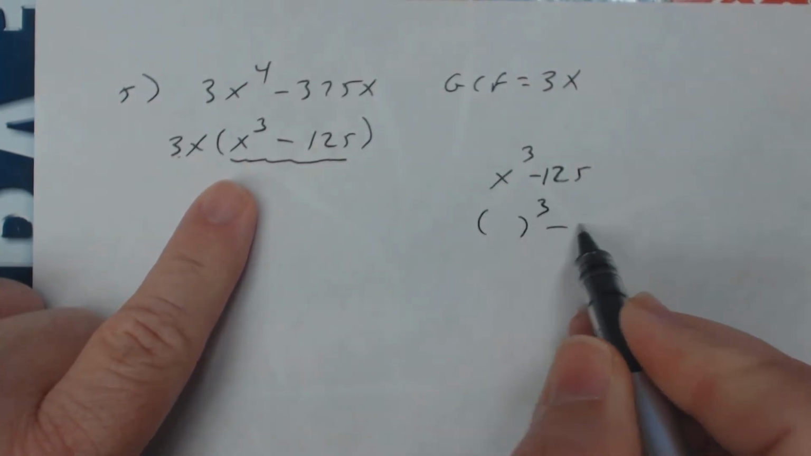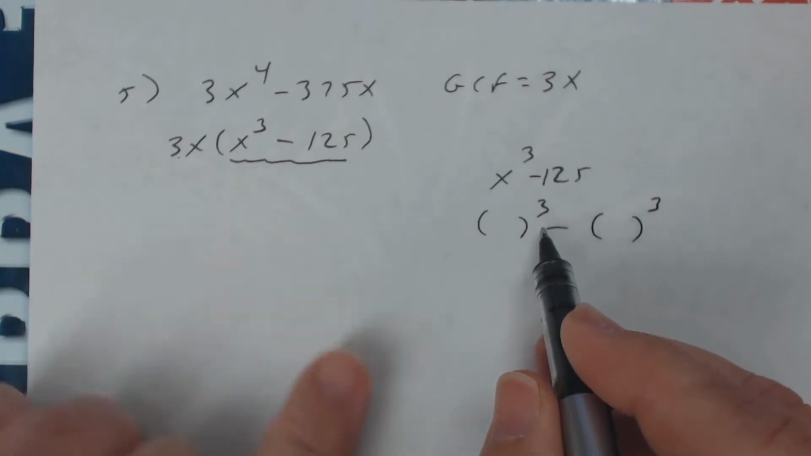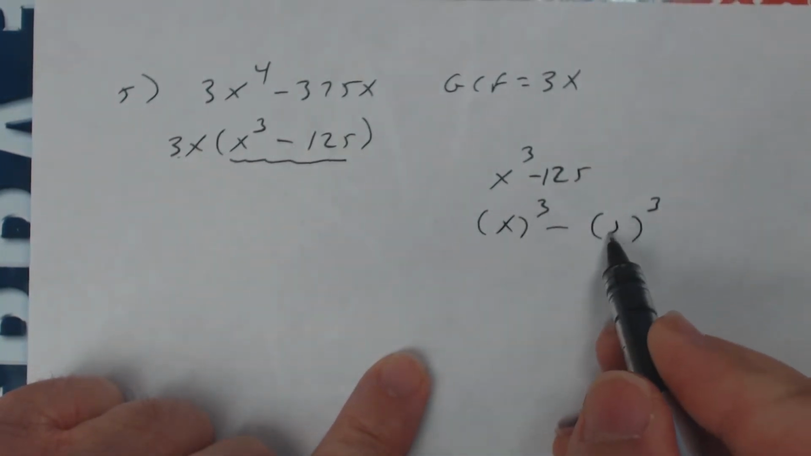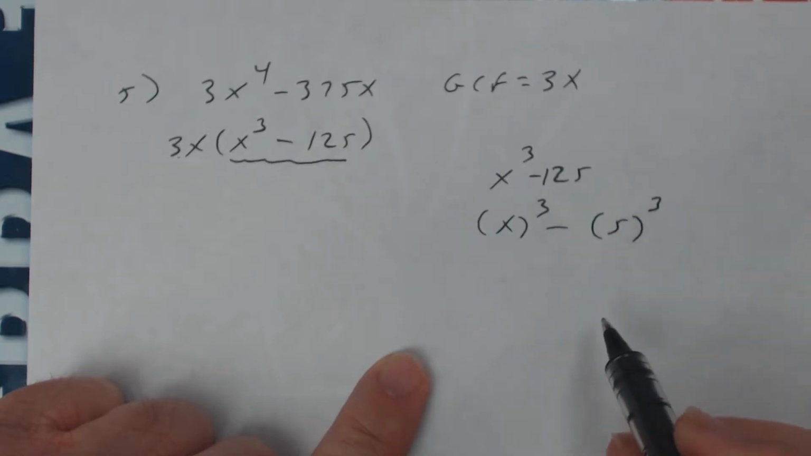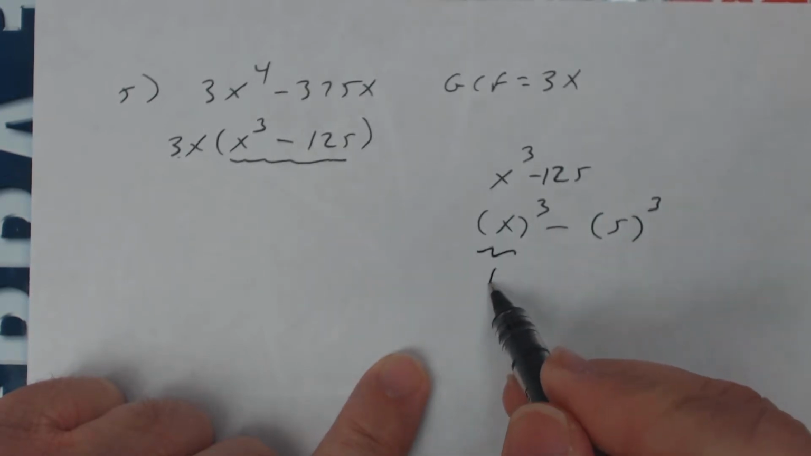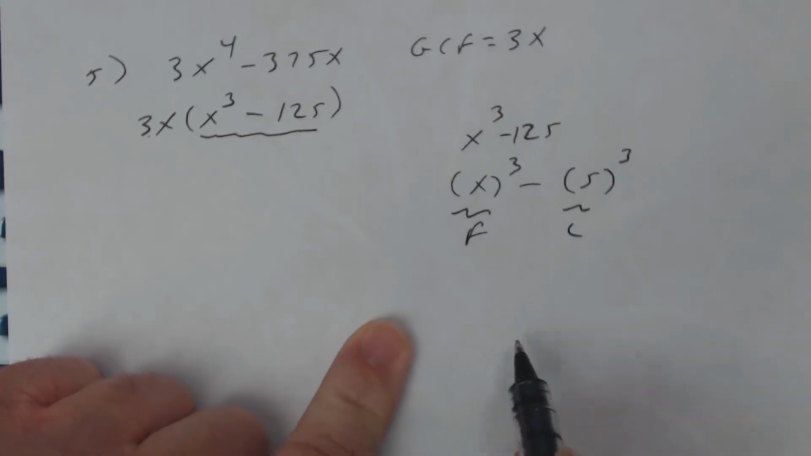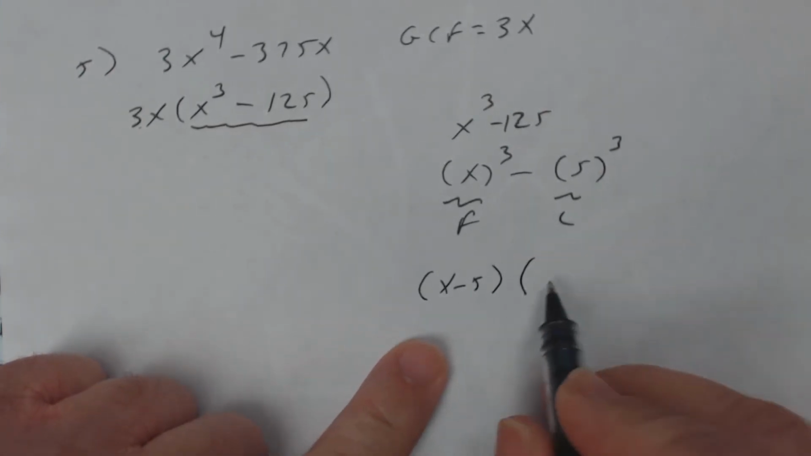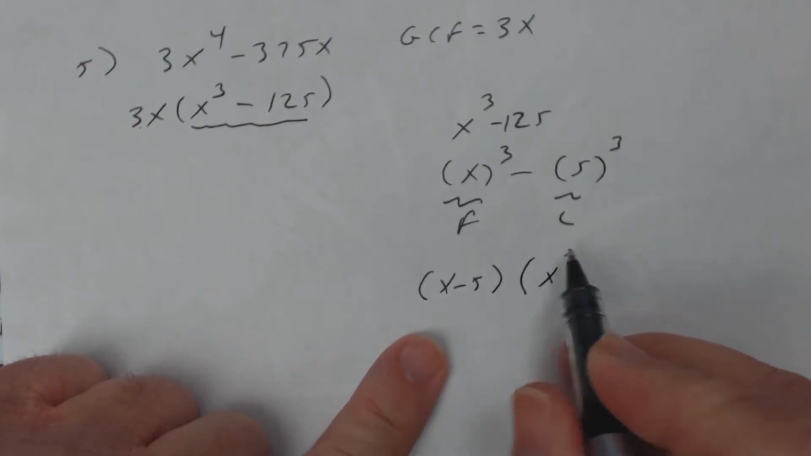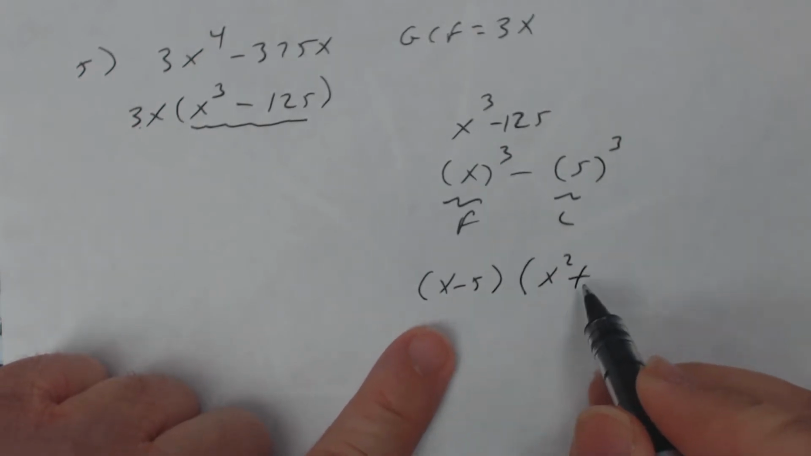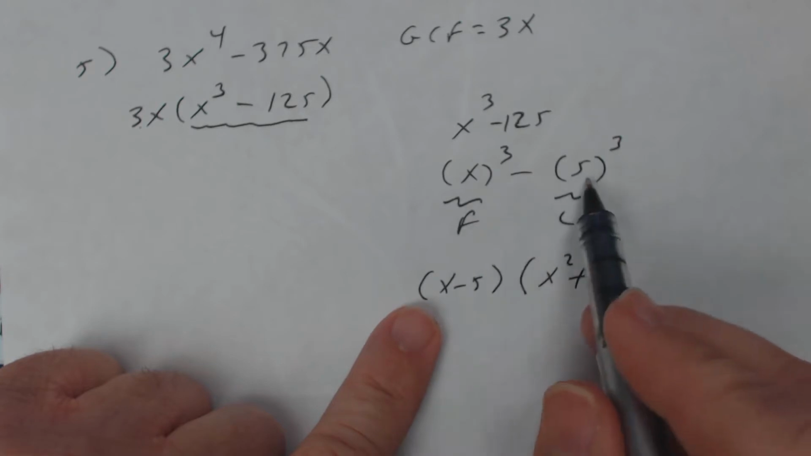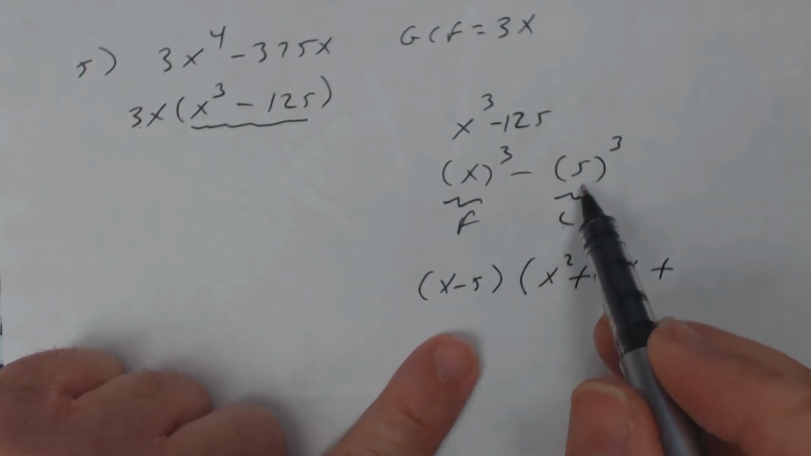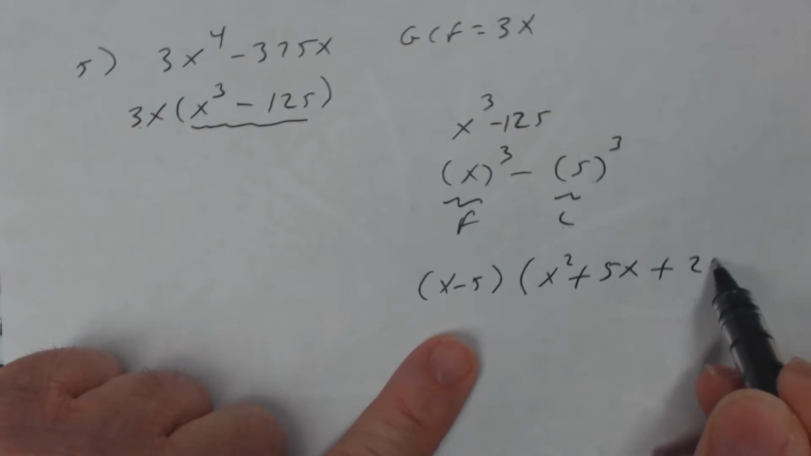So notice that this is going to be the difference of 2 cubes because x goes here, and then 5 times 5 times 5 is 125. So there's your f, there's your L, and you just use your formula. So it'll be x minus 5, so it's your binomial. The trinomial will be, you take f and you square it, plus you take f and L and you multiply them together, so that's 5x, plus you take L and you square it, so 5 times 5 is 25.